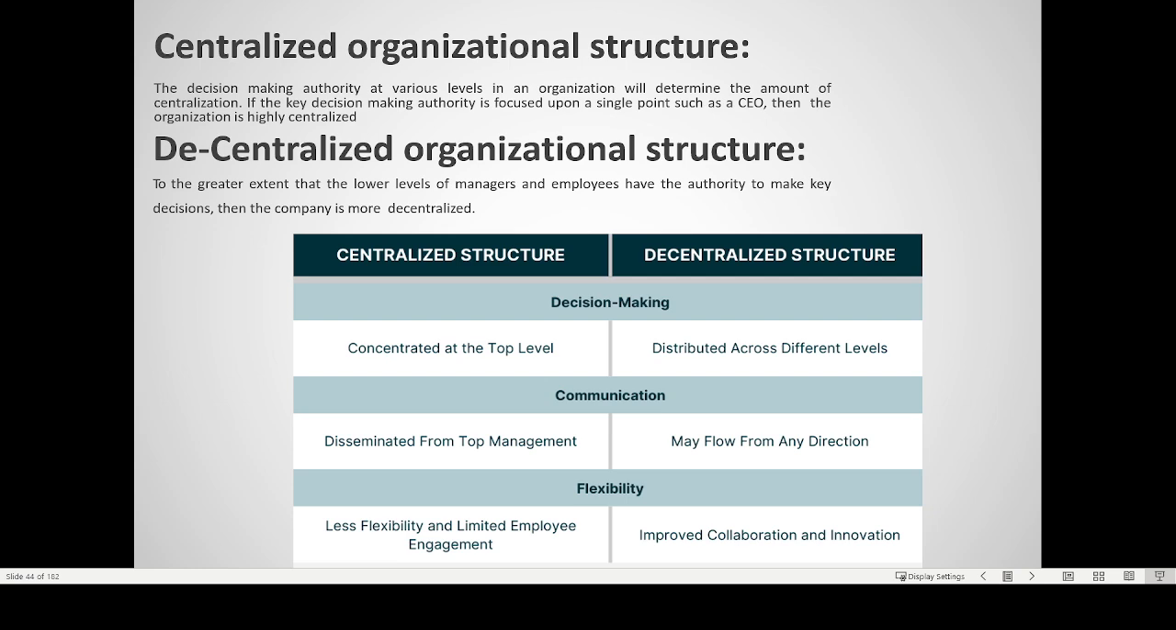The communication, well, in the centralized, this is disseminated from top management, while in the decentralized it may flow from any direction, not from the center. Flexibility. Centralized is less flexible and limits employees' engagement, while decentralized improves collaboration and innovation, where everybody has to participate, and this creates innovation.